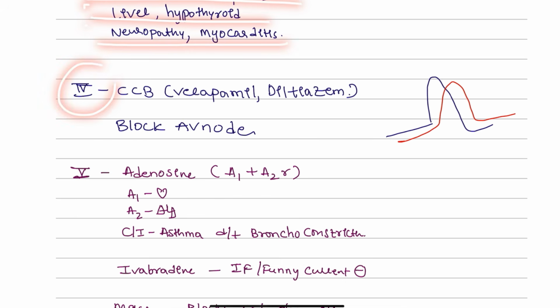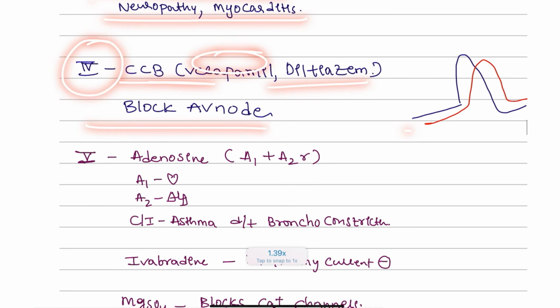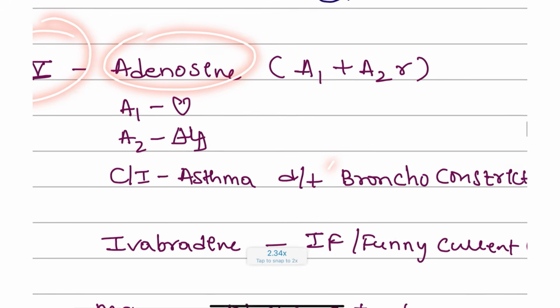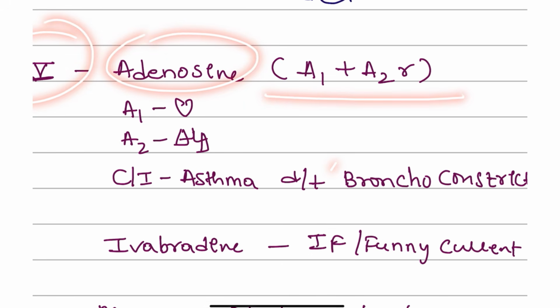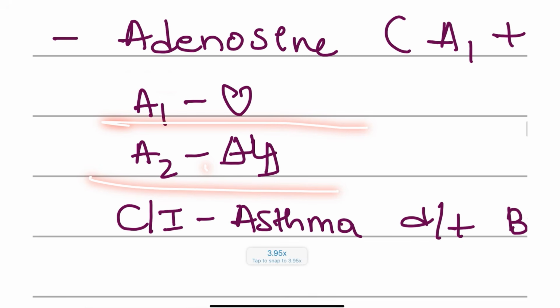Next, class 4 calcium channel blockers, verapamil and diltiazem. It is also going to decrease the AV conduction, commonly used for blocking of the AV node. Next, class 5 adenosine drug. So miscellaneous drugs that we are discussing. Adenosine A1 receptor is going to be blocked with this. And A1 is used for the heart, A2 is used for the lungs. Remember this way, A1 one heart, A2 two lungs.